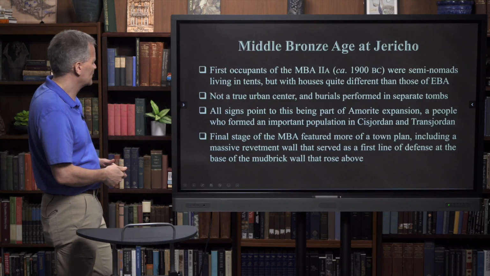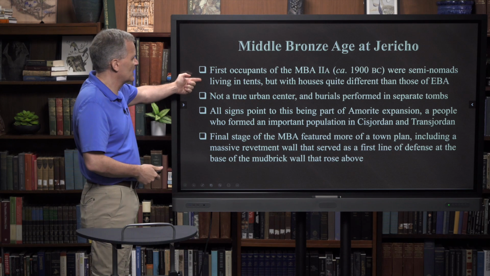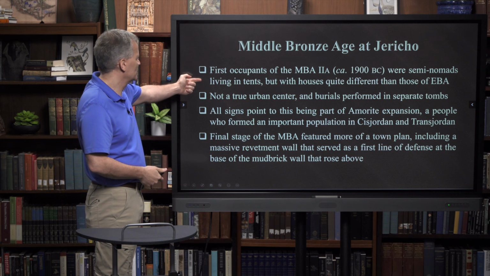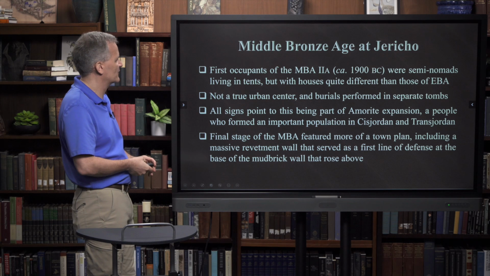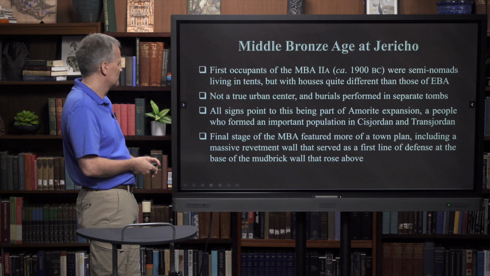Middle Bronze Age Jericho. The first occupants of Middle Bronze Age 2A were semi-nomads living in tents, but with houses quite different than those of the early Bronze Age.